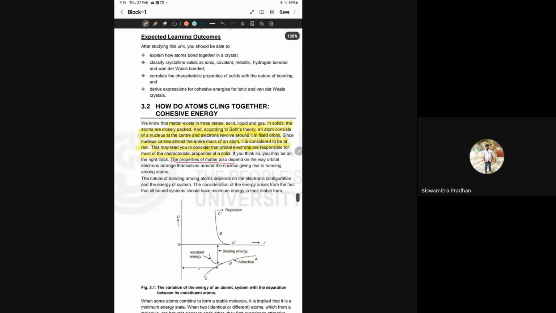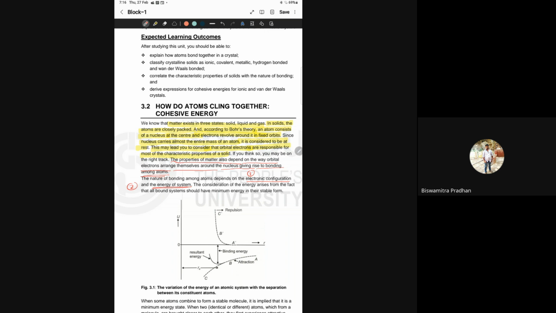The properties of matter depend on the way the electrons arrange themselves around the nucleus, giving rise to bonding among atoms. The nature of bonding among atoms depends on the electronic configuration and the energy of the system. There are two factors responsible for that. Number one, electronic configuration. Number two, the energy of the system.